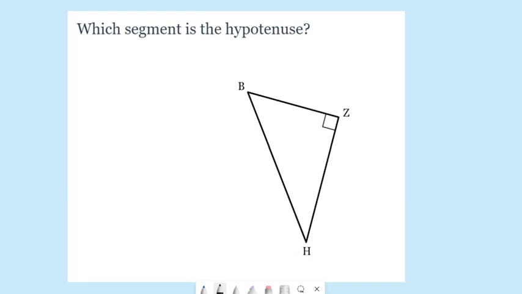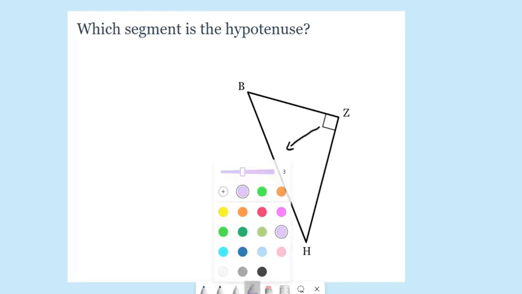Which segment is the hypotenuse? Well, all you got to do is look at the right angle and see what's the side that's opposite that right angle. And we can clearly see here that is BH.